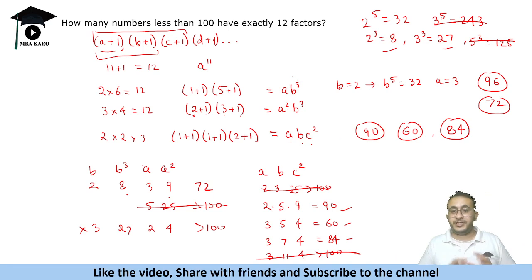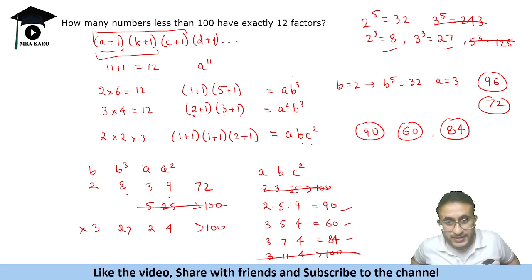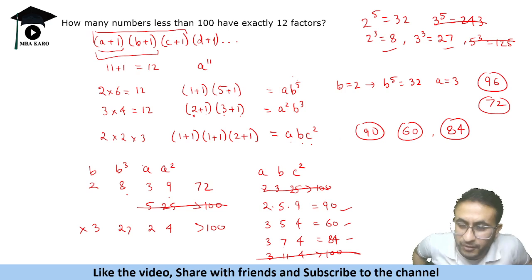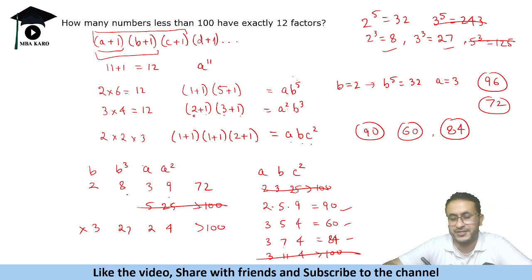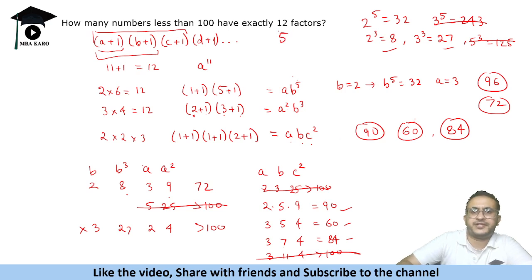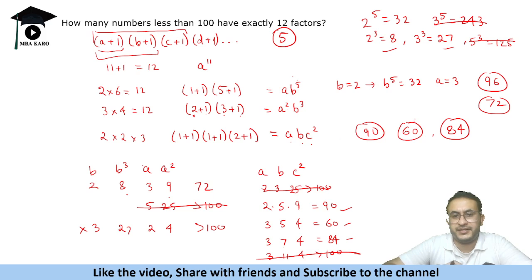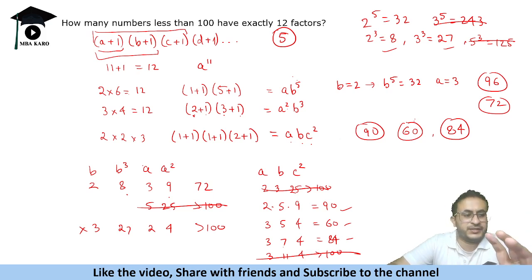Okay, so this could be a potential CAT question because this year there was a question which said how many numbers have exactly 4 factors. Okay, and so here we get 5 such numbers. And if they ask what is the smallest number with 12 factors, there are 5 such numbers less than 100 that have exactly 12 factors. Now this is a difficult question and this is the step-by-step process to tackle this problem.